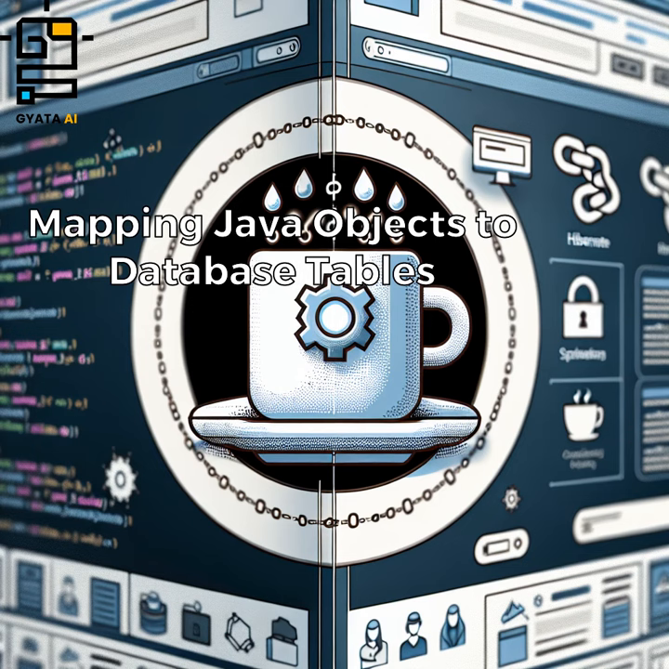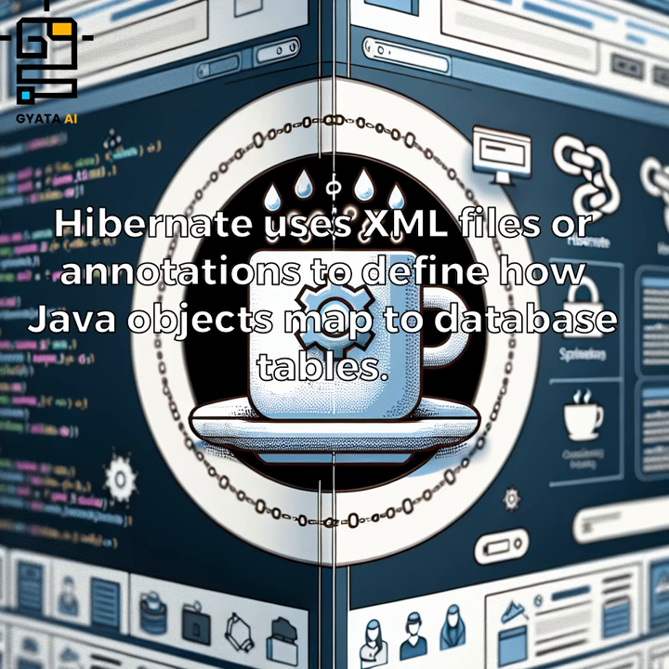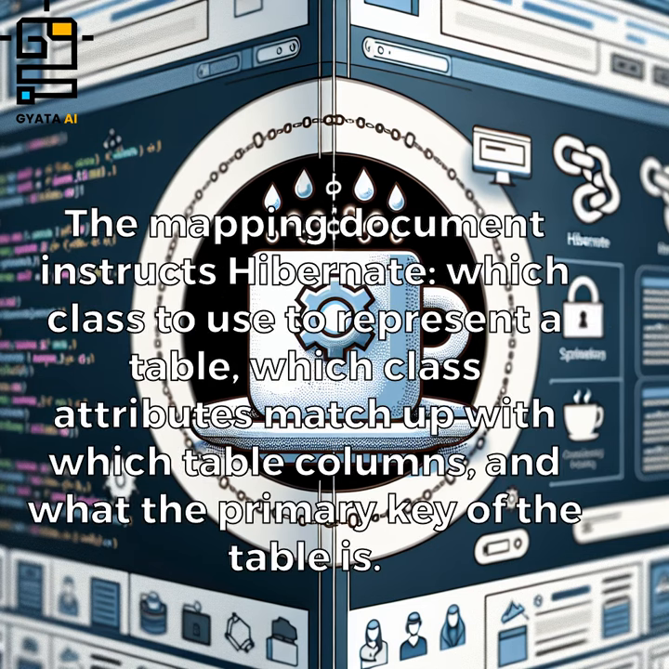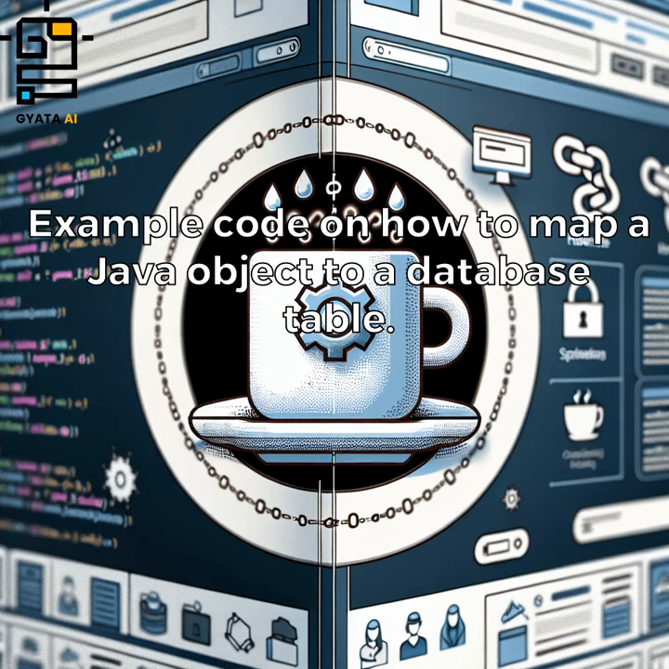Mapping Java objects to database tables. Hibernate uses XML files or annotations to define how Java objects map to database tables. The mapping document instructs Hibernate which class to use to represent a table, which class attributes match up with which table columns, and what the primary key of the table is. Example code on how to map a Java object to a database table.